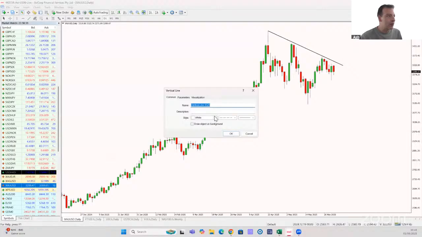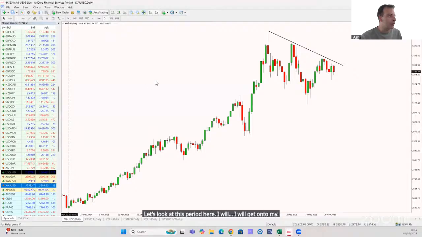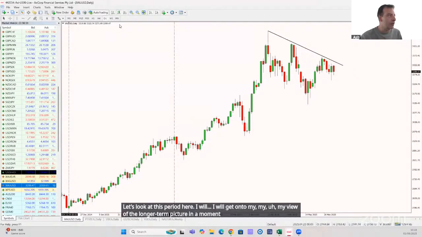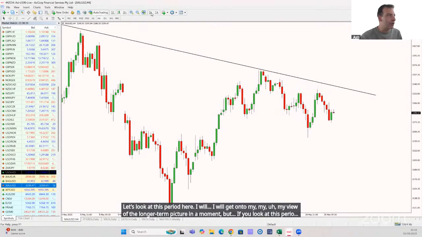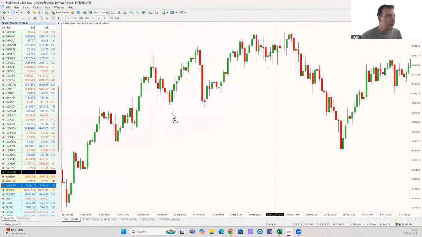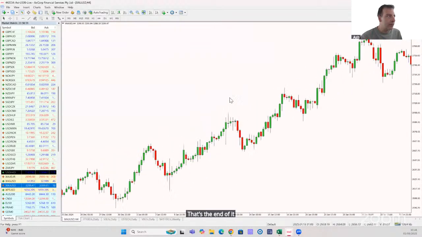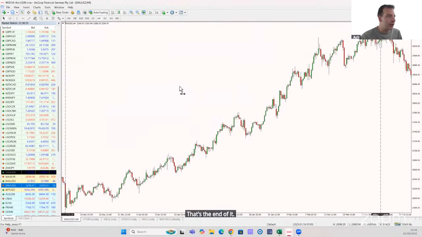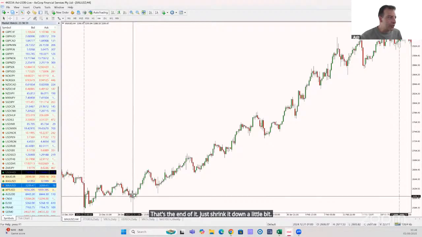let's look at this period here. I will get onto my view of the longer term picture in a moment. But if you look at this period here, put it on a 4 hour chart. Just shrink it down a little bit. Now look at this. Look at the swings here.